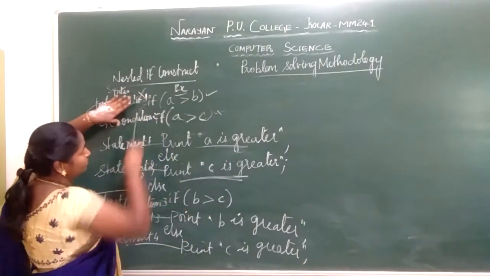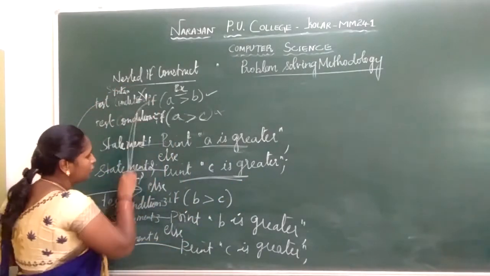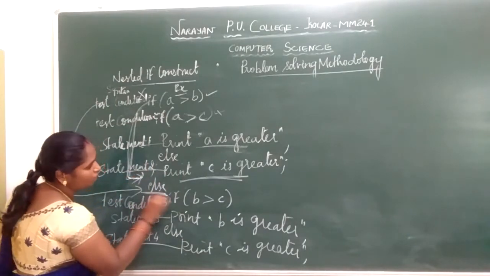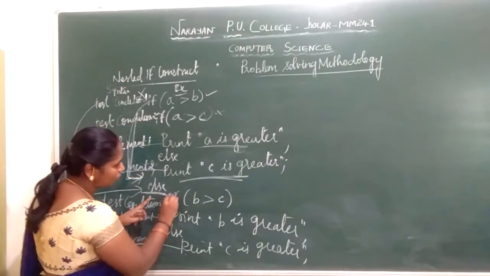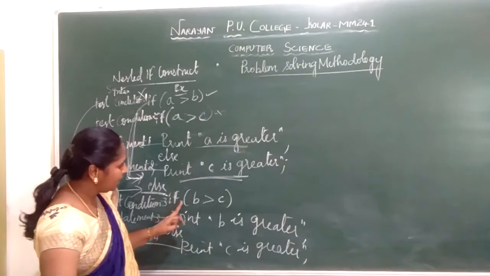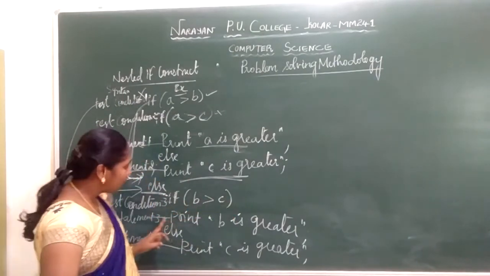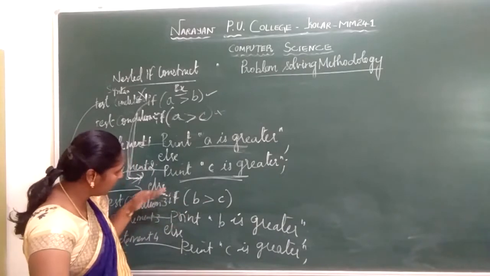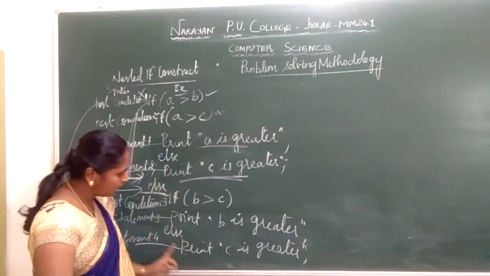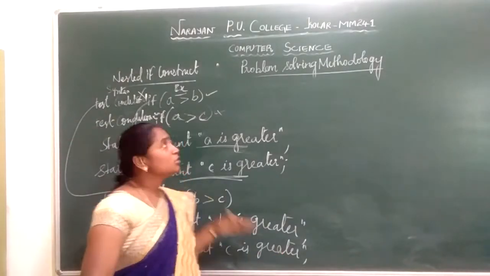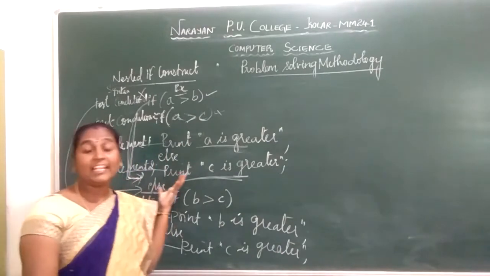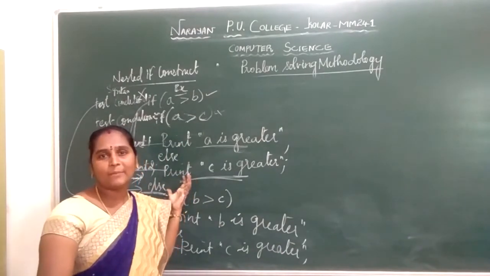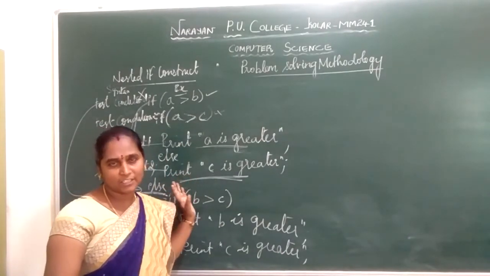If the main if statement itself fails, then I am going to go to the main else statement. What is my main else statement? Here it is. I am going to check for condition 3, that is, if B is greater than C, then I am going to print B is greater. Otherwise, in the main else, I am going to print C is greater. So this is the fourth selection construct in your programming constructs, that is, the nested if construct.